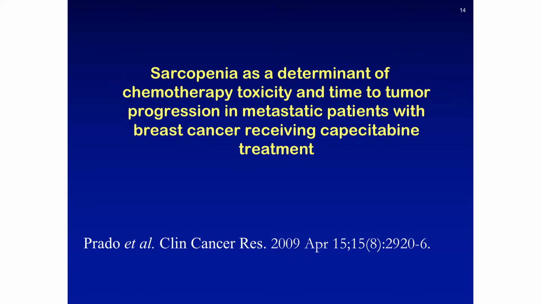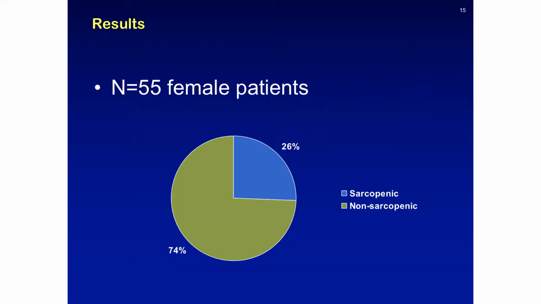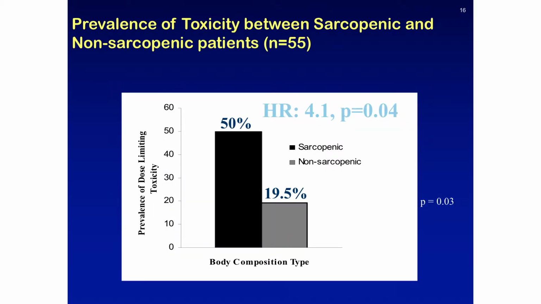We also did a pharmacogenetic study of capecitabine, also of 104 patients, also meticulously collected. We had 55 patients that were all female that had CT scans. A quarter of them were what we called sarcopenic, so more than 2 standard deviations less than what would be expected for their gender and age. And we found that they had much more toxicity than the non-sarcopenics. This was 50% versus 19.5%.